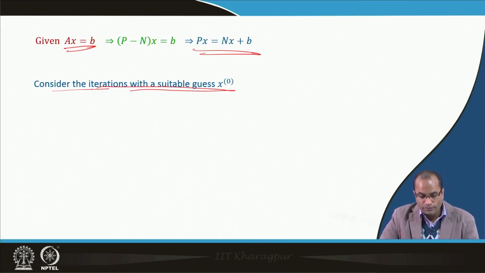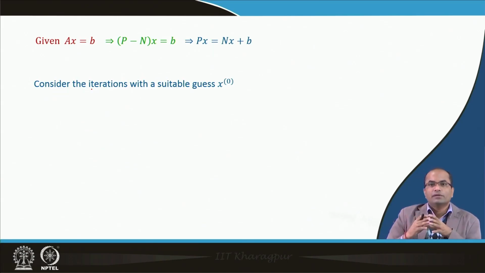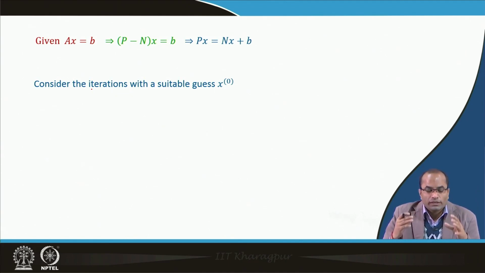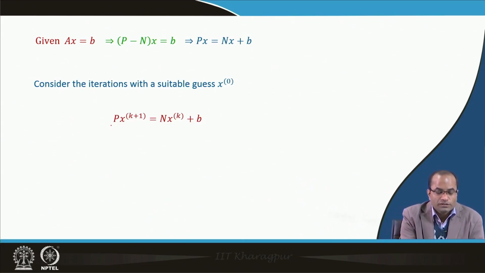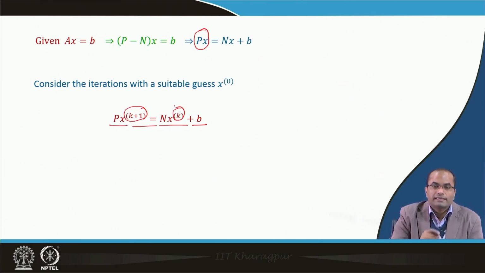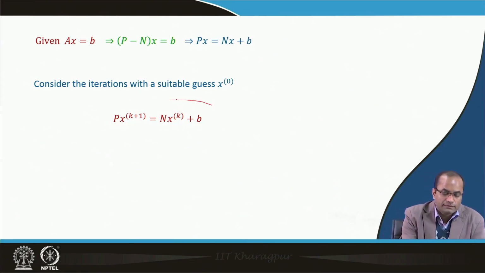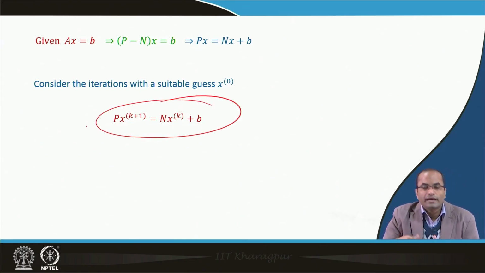Yeah, that is another point here. For each iterative scheme, we also have to choose an initial guess or initial solution to start with, and that is what we call x 0. So, P x k plus 1 is equal to N x k plus b. On the left hand side we have kept the k plus 1th iteration given the values at the kth iteration, and that is exactly how we define the iterations.